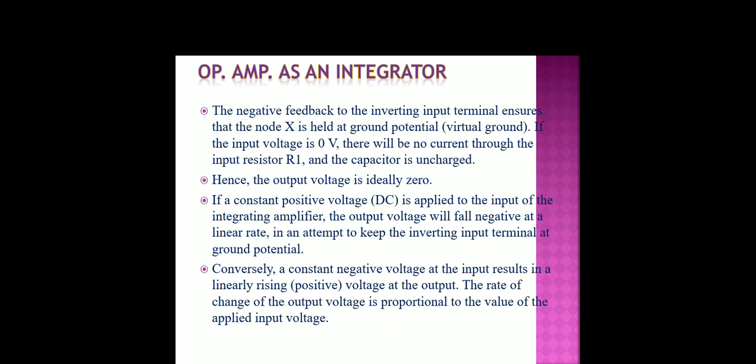Again, if a constant DC voltage Vin is given to the input of the integrator circuit, then the output voltage will fall negative at a linear rate to keep the inverting input terminal at ground potential, because this is an inverting op-amp. On the other hand, if a constant negative voltage is applied at input, then output rises linearly, that is, output voltage is positive. The rate of change of output voltage is proportional to the value of applied input voltage.